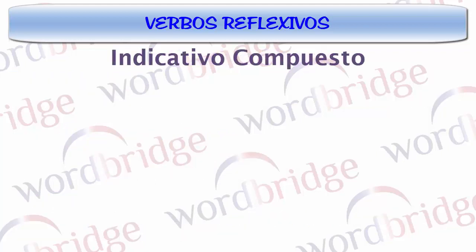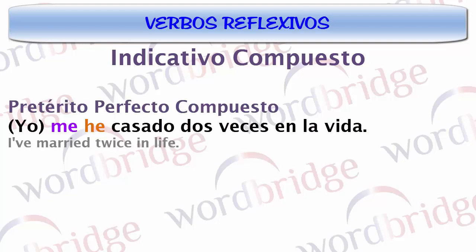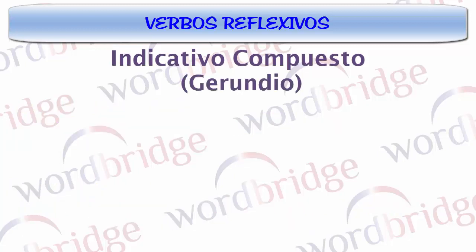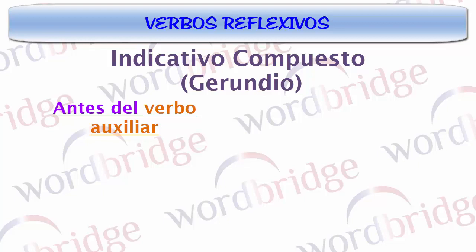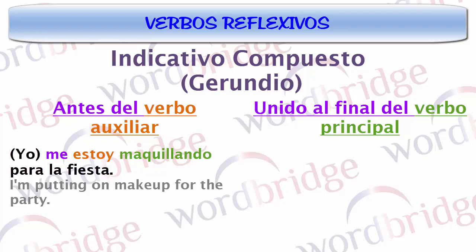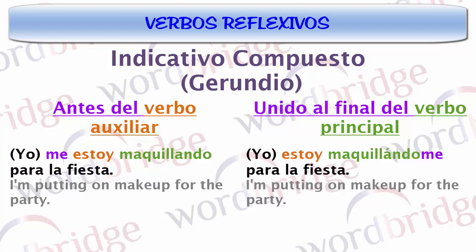If we talk in a composed indicative mode, the reflexive pronoun will go before the auxiliary verb, except for the gerund and the modal verbs. We'll see that later. Me he casado 2 veces en la vida. Para 2050 ya me habré graduado de ingeniero. With the gerund, there are 2 possibilities. The reflexive pronoun can go before the auxiliary verb or joined at the end of the main verb. Me estoy maquillando para la fiesta. Or estoy maquillándome para ir a la fiesta.